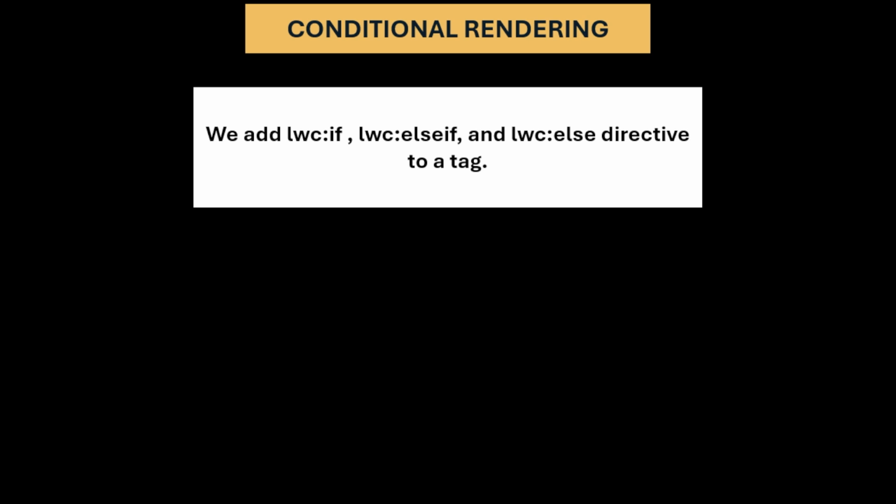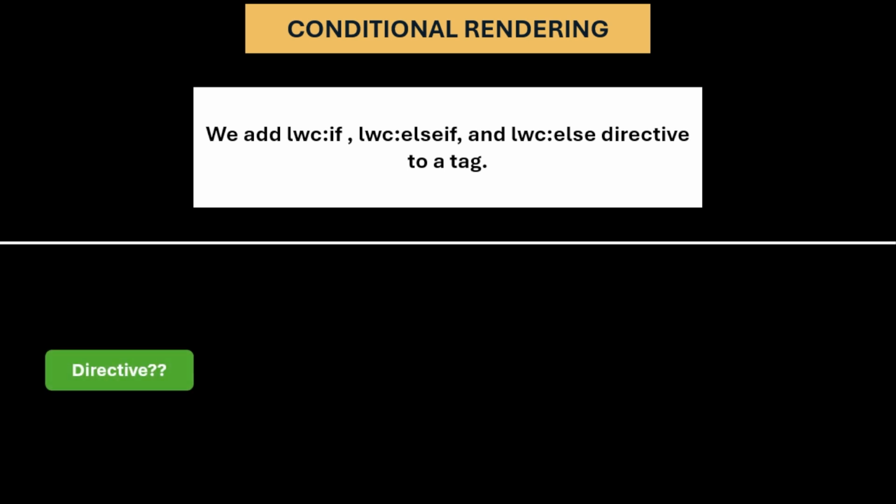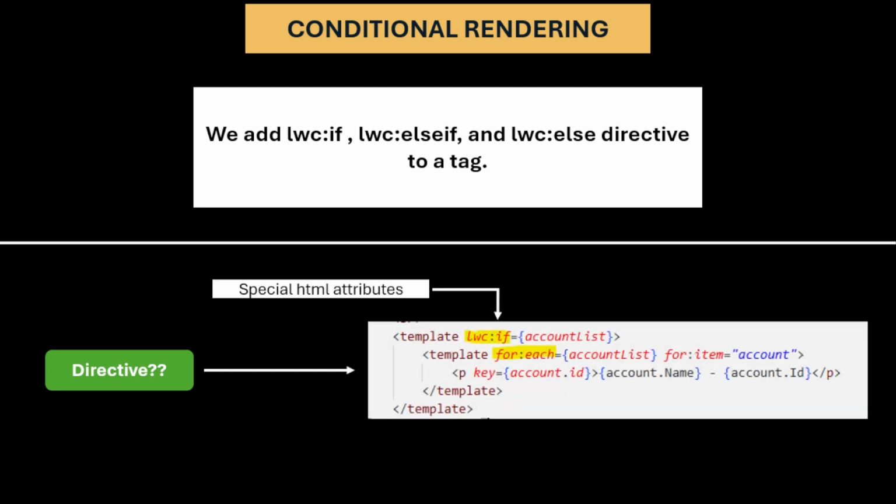We are going to see that in the demo as well, but before that, you might have a question: what are directives? Directives are a kind of special HTML attribute that we add on the tag. That is what is called a directive. In this case, lwc:if is a special attribute, and this we use in case of conditional rendering.